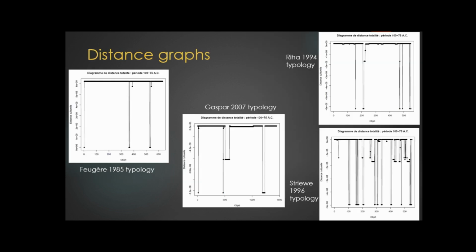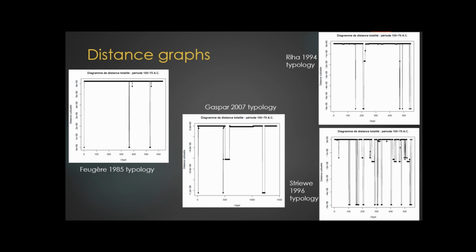So the distance graph obtained. You can see here the distance graph for every cell of the map of the 4 typologies considered in the same period, which is 100 to 75 BC. We see immediately that the results are different. As I said before, the points on the same line have the same typological density, and therefore we can argue that they belong to the same material culture.